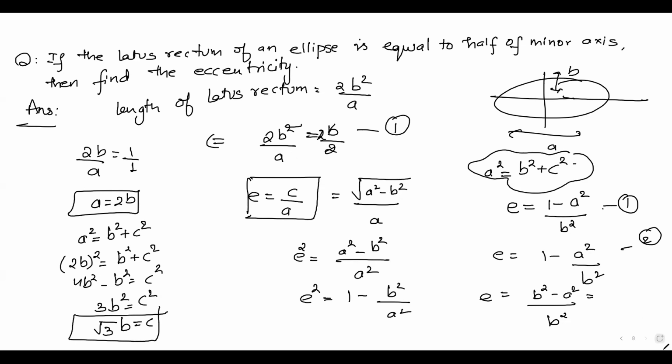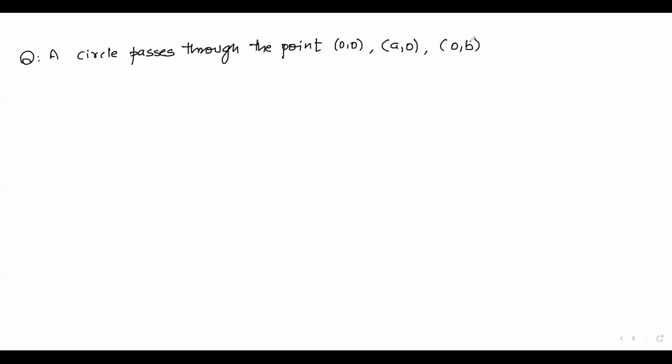If a circle passes through the points (0, 0), (a, 0), (0, b), then find the coordinates of its center. It's from conic section, circle, sir. Find the center. Okay. We will find the center.